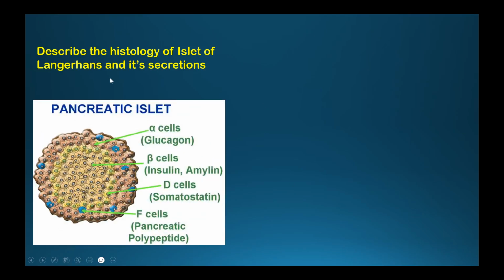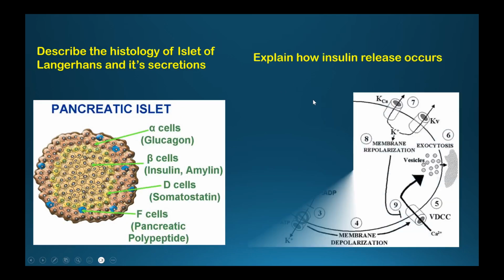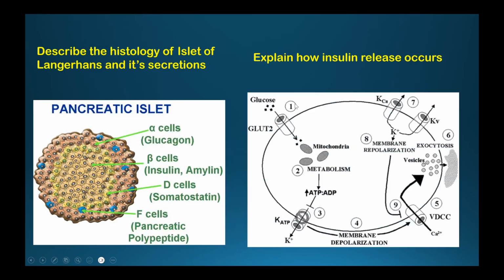And the histology of the islets of Langerhans: there are alpha cells which produce glucagon, beta cells which produce insulin and amylin, delta cells which produce somatostatin, and F cells which produce pancreatic polypeptide. So there are 4 types of cells in the pancreatic islet. And how insulin works, we have already seen: how insulin is released whenever the blood sugar level goes high.